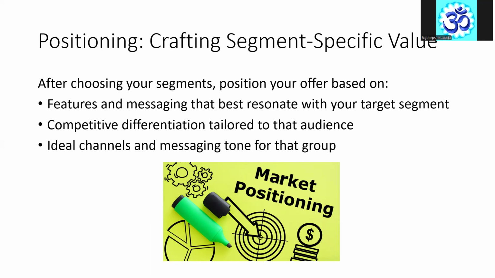Then competitive differentiation tailored to that audience. Okay, you need to differentiate your product, because there are many products of the same category in the market. So in order to shine out, you need to do competitive differentiation. Then ideal channels and messaging tone for that group. Okay, you need to follow the ideal channels of marketing. You need to craft a message whose tone relates to that group. So that is called positioning of your product.